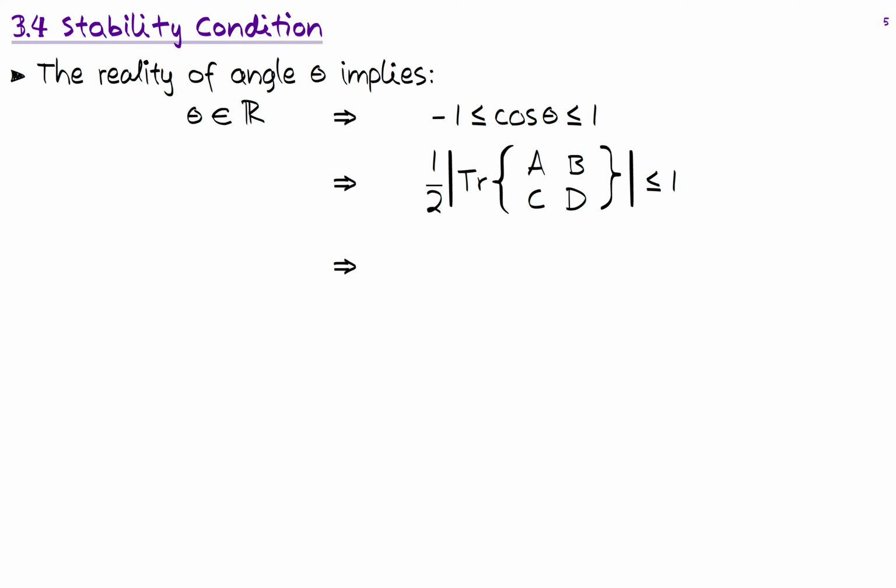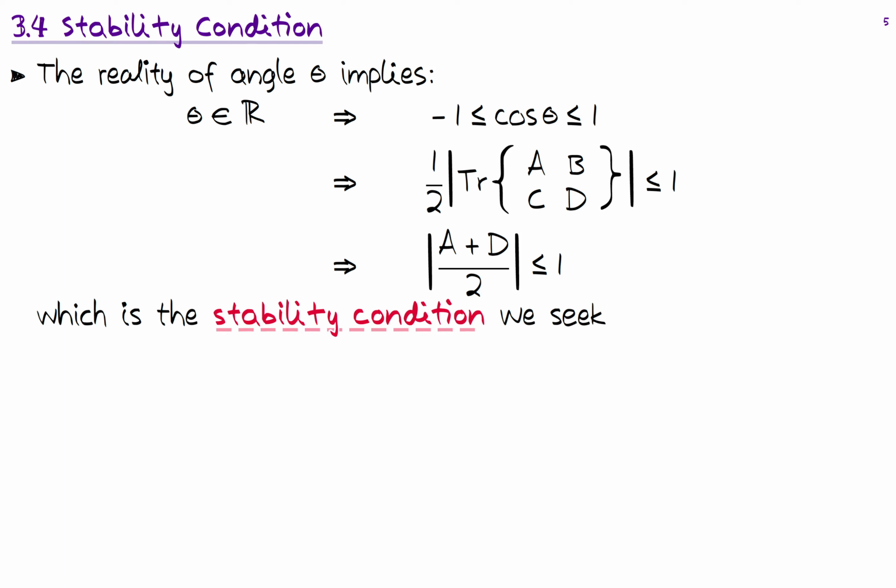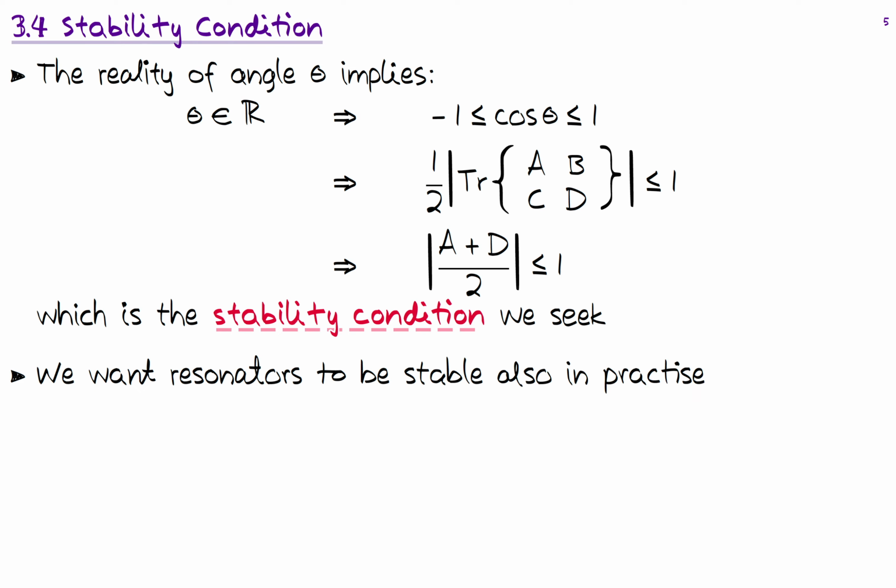So we have this condition, and finally we can write things in a simpler manner. We have the modulus of the A plus D components of the matrix divided by 2, and that must be smaller than unity. So this is the stability condition we are looking for. We want the resonators to be stable also in practice.